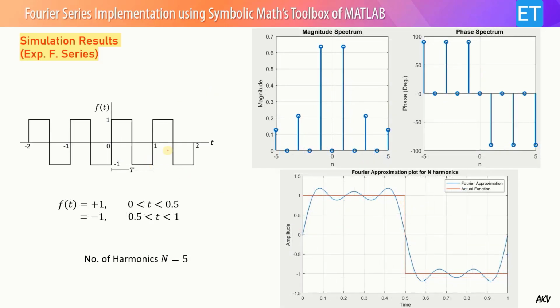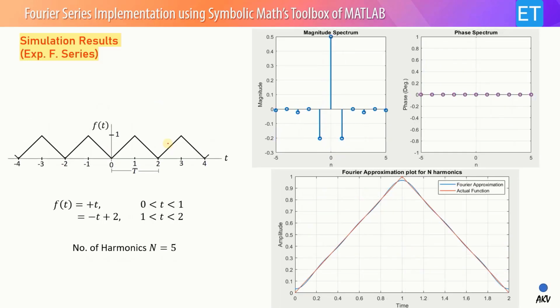This is one example of a bipolar square wave. Again, it is an example of choice number 2, that means the function can be defined in 2 parts, plus 1 and minus 1. Here you can see that the average value is 0, obviously, because the positive area is equal to the negative area. Again you are getting odd harmonics: n equal to 1, n equal to 3 and n equal to 5. This is the phase spectrum, and this is your f(t) and approximated f(t).